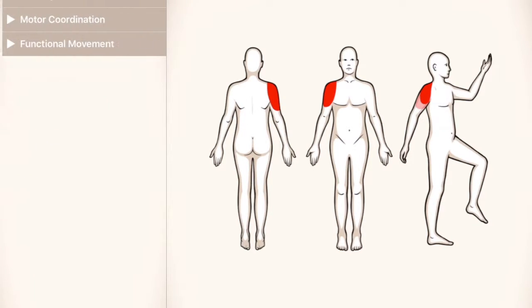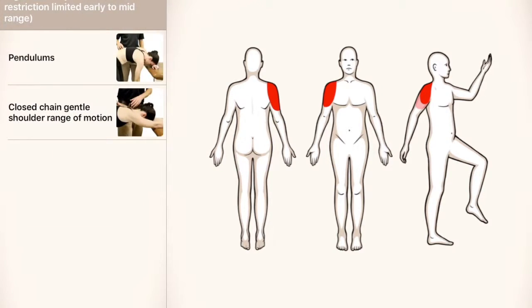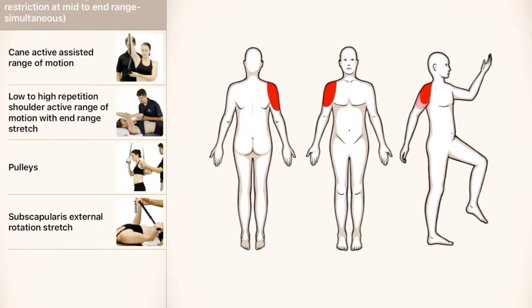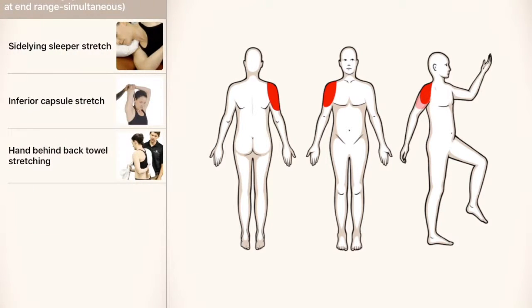So when you look at therapeutic exercises, if you're trying to restore mobility, hey, well, if they're highly irritable, then do some really gentle stuff, some distraction, pendulums, gentle closed chain shoulder range of motion. If they're moderately irritable, hey, I can start moving into some resistance. So your cane exercises, your pulleys. And if you're low irritability, you can now go into the deeper stretches and try to restore range of motion.